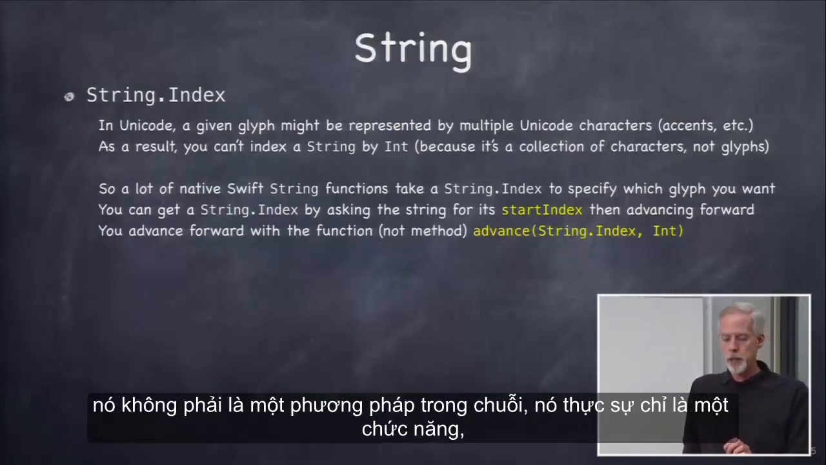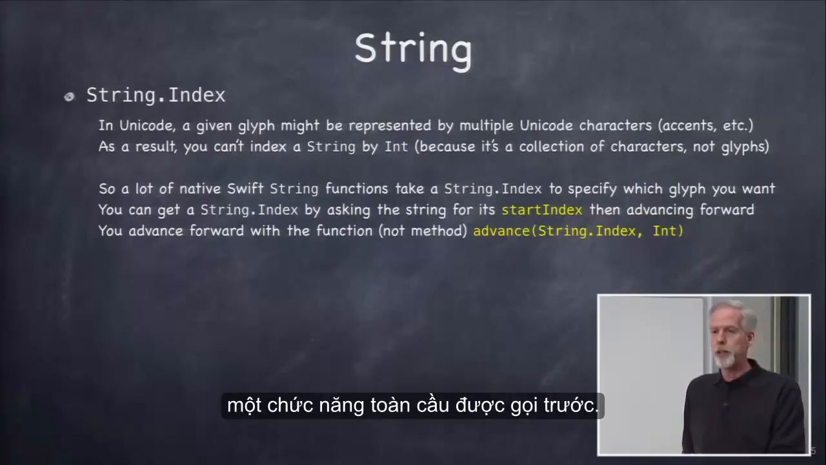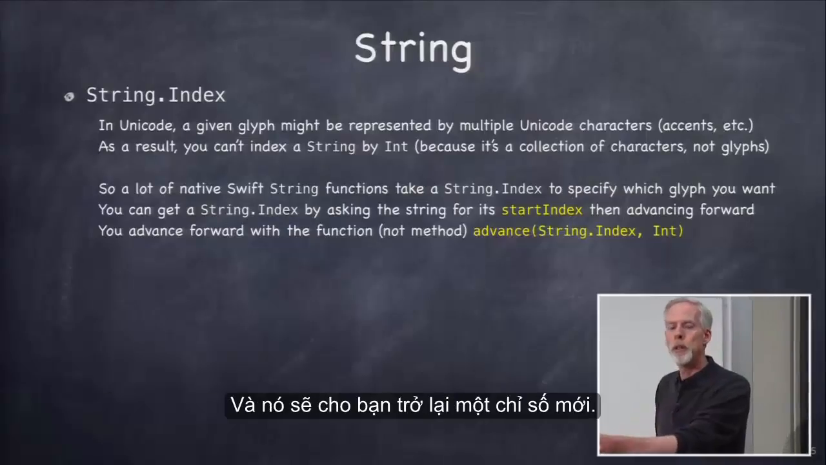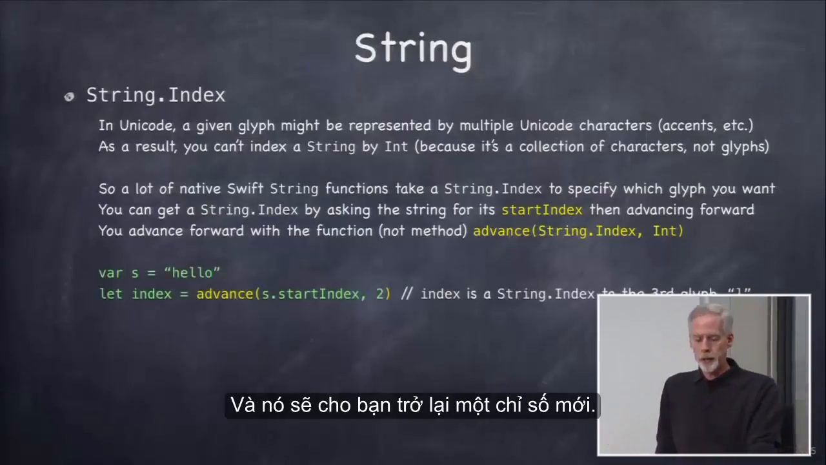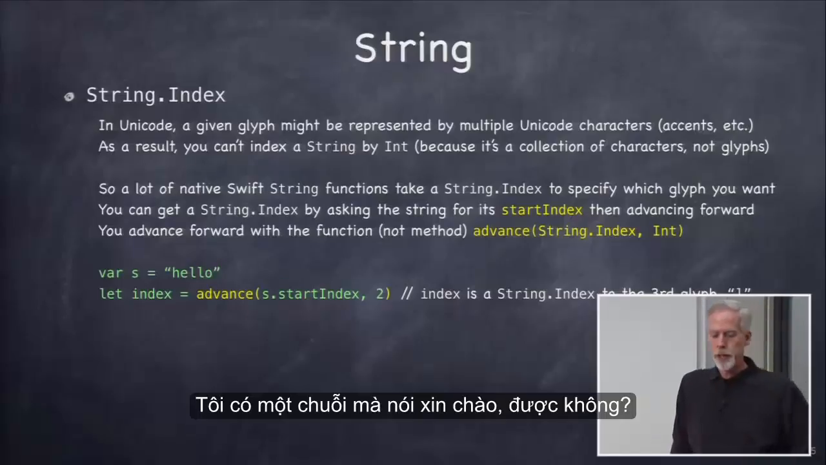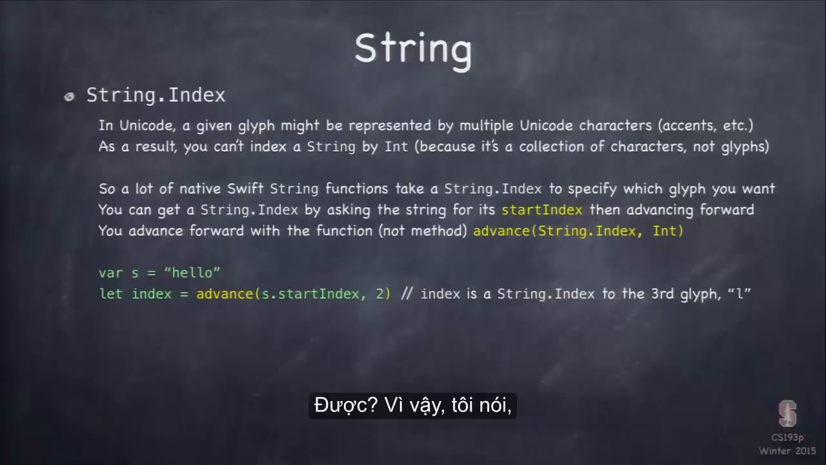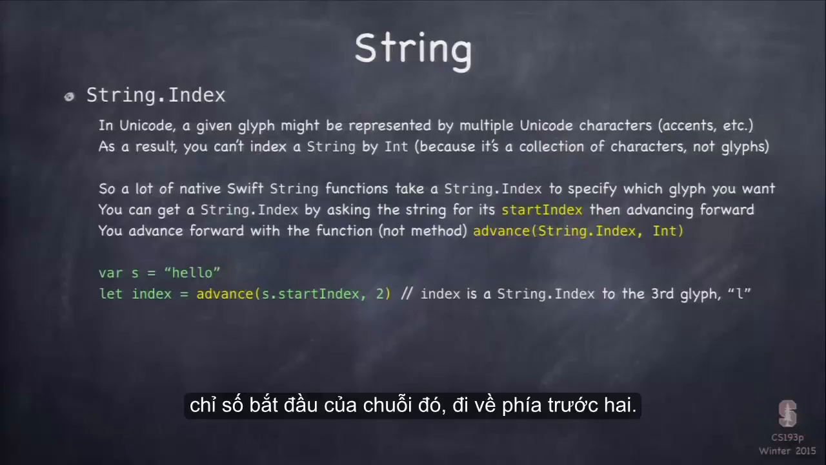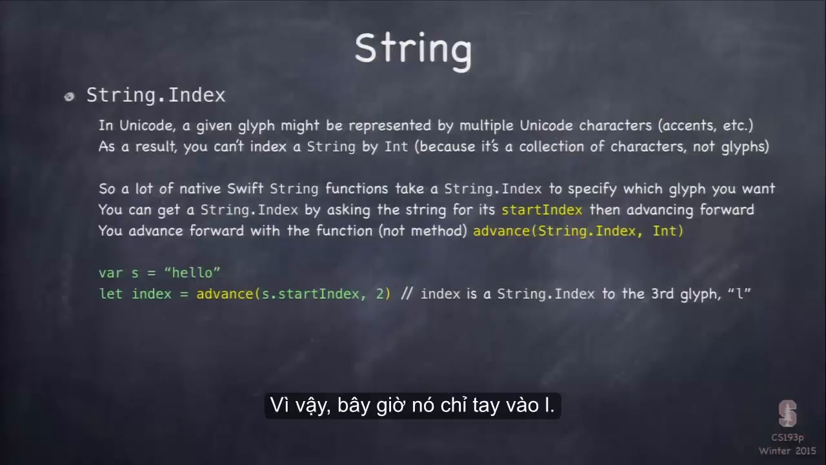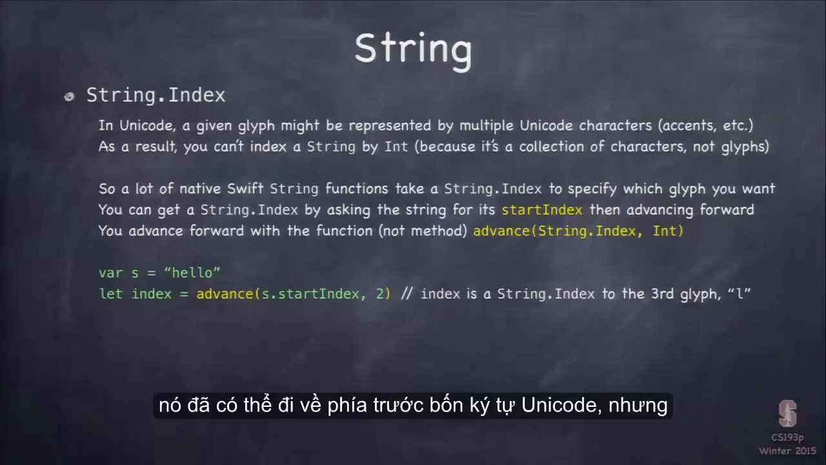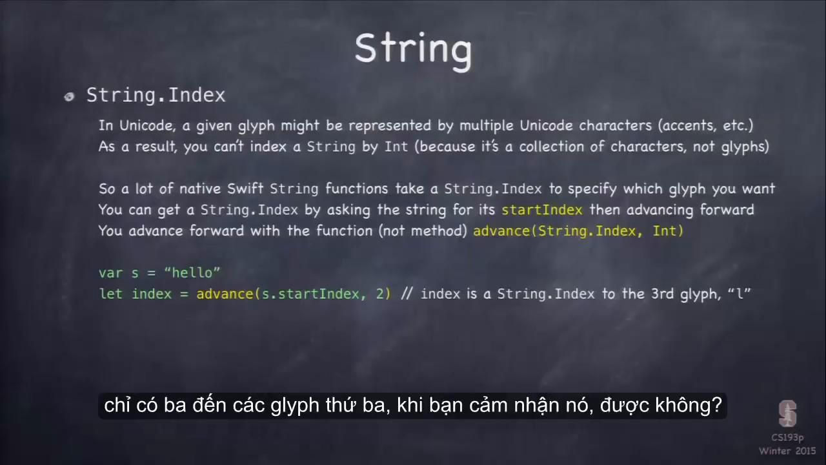So you do that with this function. It's not a method in string. It's actually just a global function called advance. You give it the index, and you tell it how many times you want it to move forward, and it will give you back a new index. So here's an example. I have a string that says hello. I want to get the index of the first L. So I say let index equal advance the start index of that string, go forward 2. Now it's pointing at the L. It went forward 1 to the E, now forward to the L. And again, if it was E with an accent, it would have gone forward 4 Unicode characters, but only 3 to the third glyph as you perceive it.